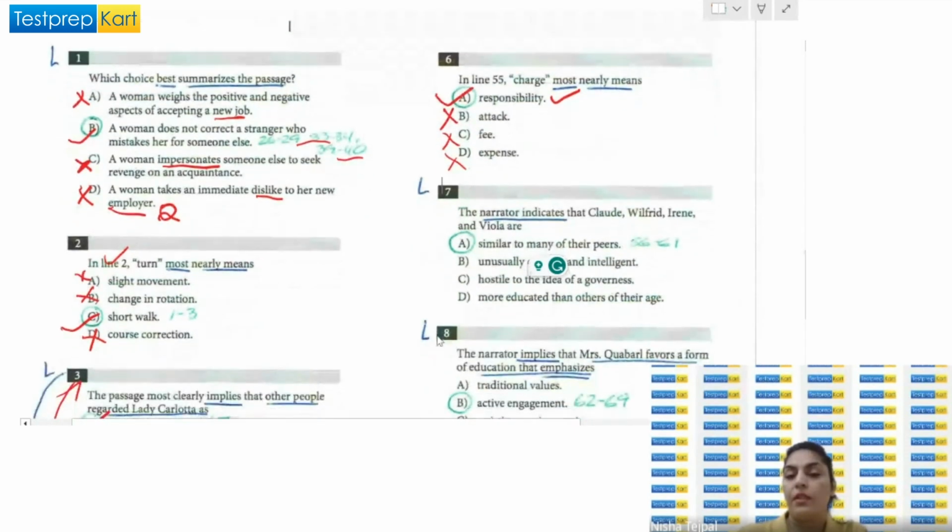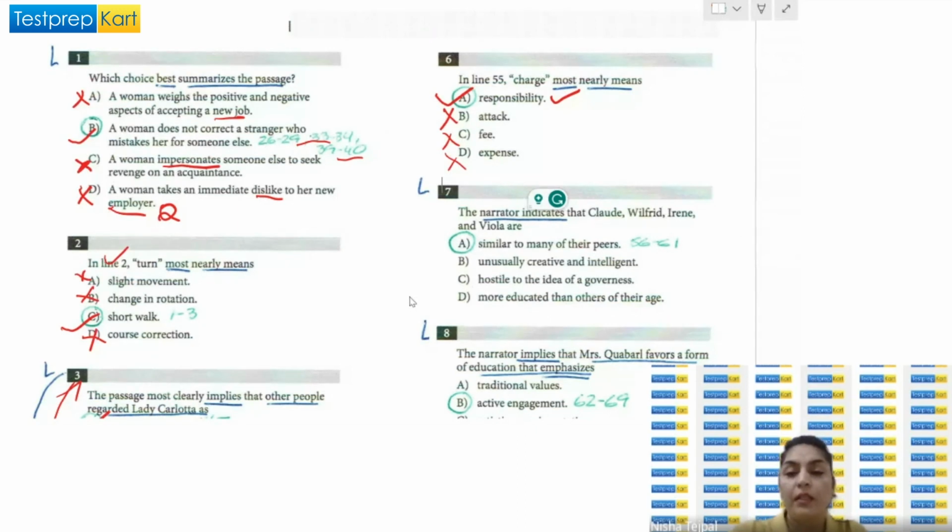Question 7 says, the narrator indicates that Claude, Wilfred, Irene, and Viola. These are the names of the four children from Quabal's family. They are similar to many of their peers, or they are unusually creative and intelligent, they are hostile to the idea of governance, or more educated than others of their age.